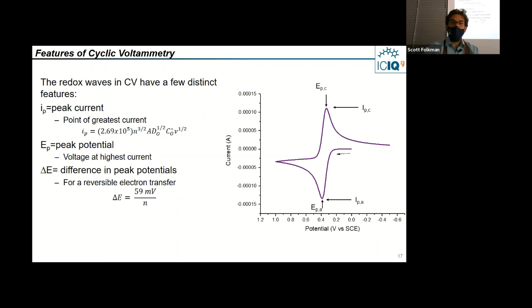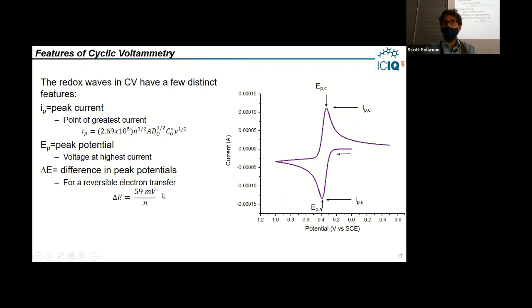Now that can be useful because if you do a cyclic voltammogram and the peak separation is 30 millivolts, you know this was not a 1 electron transfer. In fact, that's more likely to be a 2 electron transfer. However, more than 59 millivolts does not mean less than a 1 electron transfer.